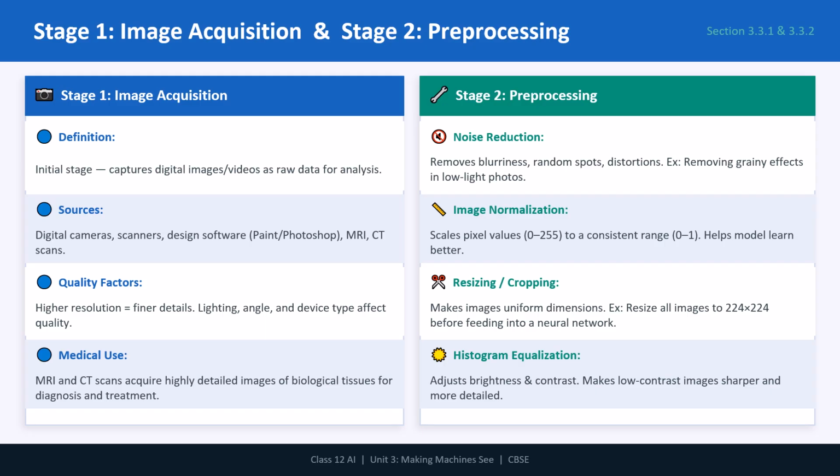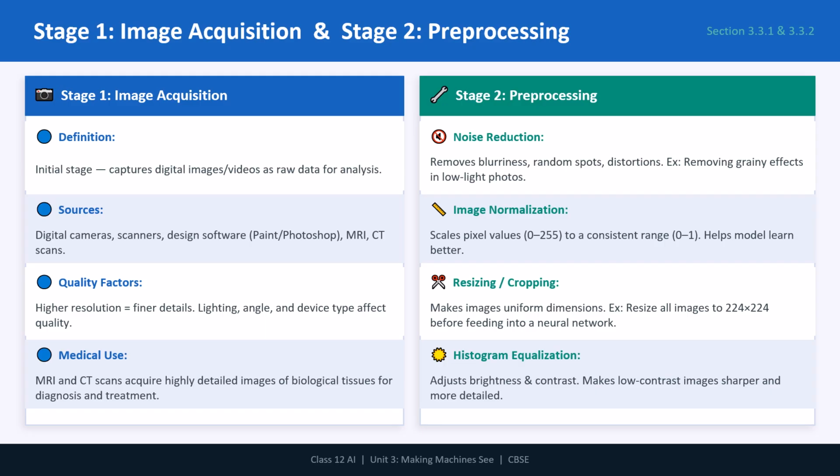Images can be acquired from digital cameras, scanners, design software like Photoshop or Paint, and in the medical field, highly specialized devices like MRI, CT scans. These help doctors see inside the human body in incredible detail. And computer vision helps analyze these images automatically. Lighting conditions, angle of capture, device resolution, all of these directly affect image quality.